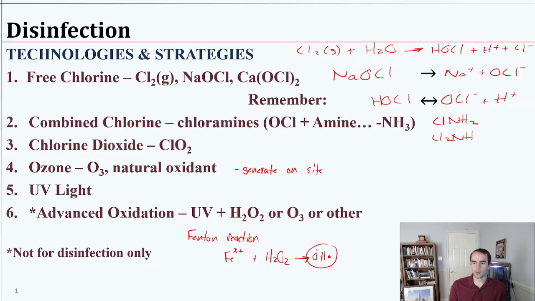So this OH radical is really an exceptionally strong oxidant, will react with just about anything, including other OH radicals or hydroxyl radicals, and so that's a good endpoint to use and to create for our advanced oxidation systems.